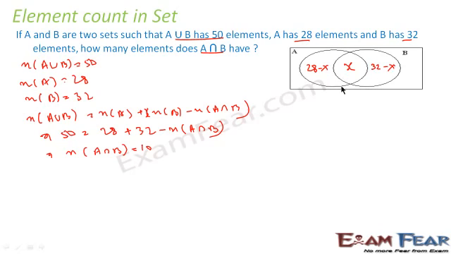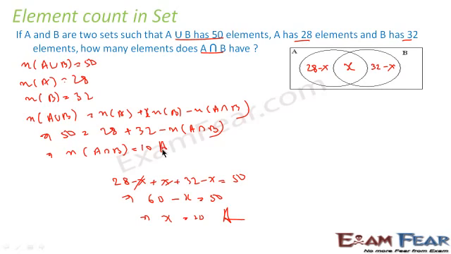Now we have to find X. We have already been told that A union B is 50. So when you add 28 minus X plus 32 minus X plus X, this is equal to 50, or 60 minus X is equal to 50, or X is equal to 10. Answer. So we have found the solution to this question both using the formula and using the Venn diagram. But I recommend using the Venn diagram because you get a clear picture.